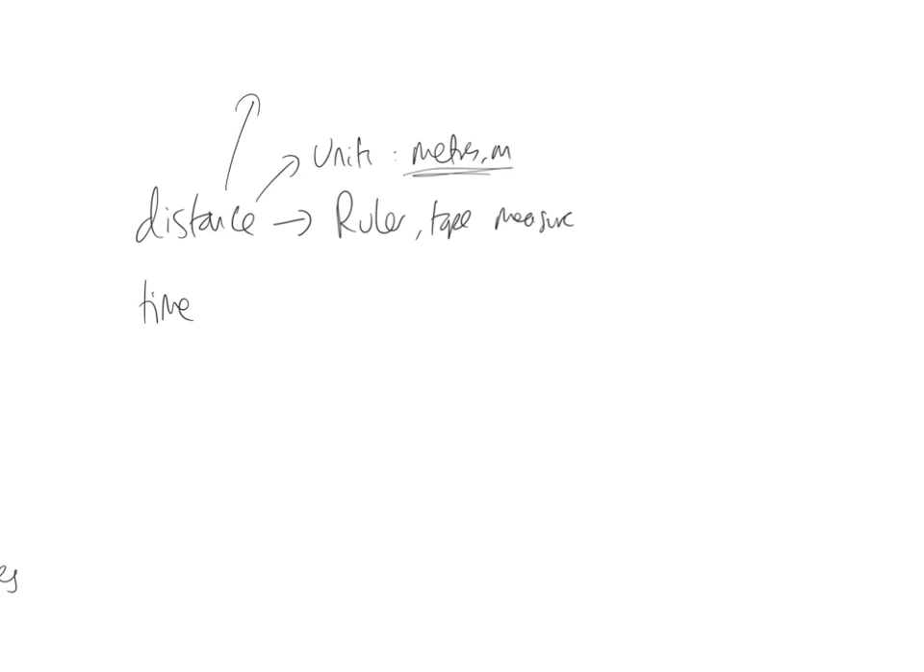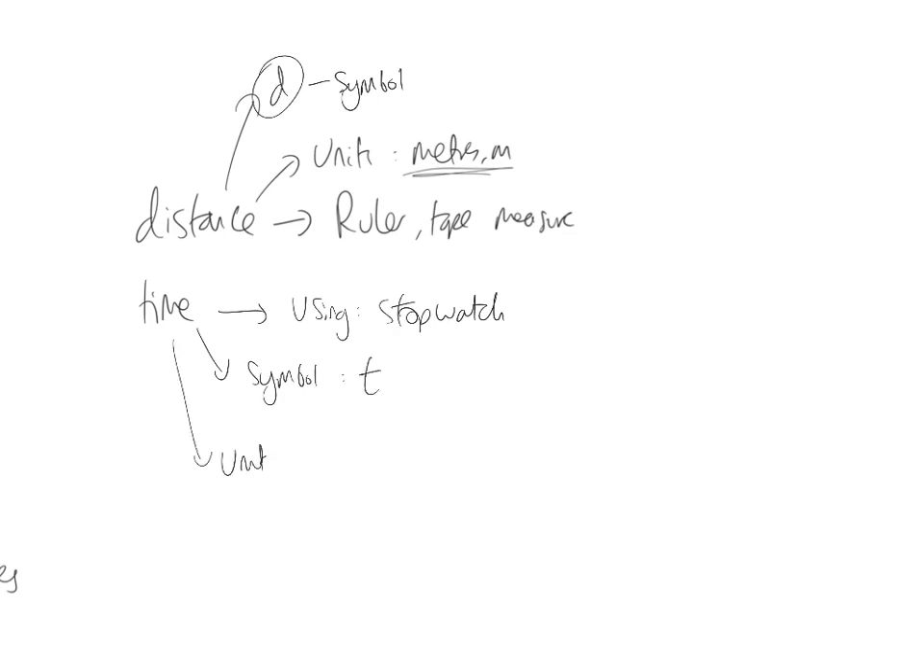For the symbol for distance, at this level, we are just going to use D as the symbol for distance. Time, we can measure that using a stopwatch. Sometimes they might ask you to name the apparatus where you just use a stopwatch like we've done in class. The symbol for time is T. And the units, again, ideally would be seconds, but you might also use minutes or hours. But if you can, convert them into seconds because that's the standard unit for this.